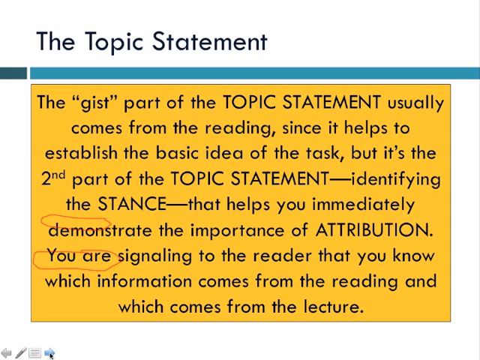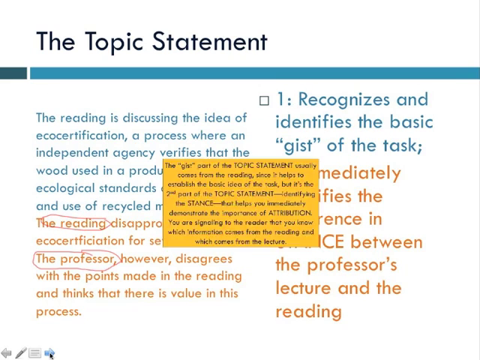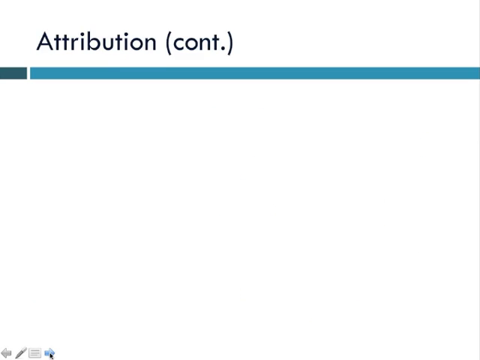So part of the idea here is that the gist part of the topic statement comes from the reading. But it's really the second part, the stance, that helps you immediately demonstrate that importance of attribution. You are signaling to the reader that you know which information comes from the lecture and which comes from the reading.